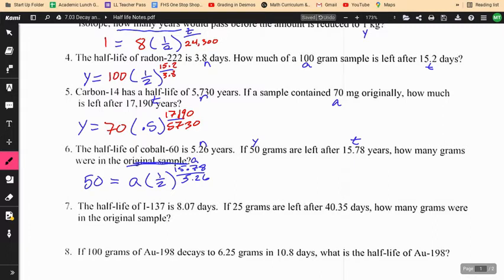And then number 7, okay, we have a half-life of 8.07 days. If 25 grams are left, that means that is Y, after 40.35 days, how many grams were in the original sample? So again, we have 25 is equal to A times 1/2 raised to the power of 40.35 over 8.07.